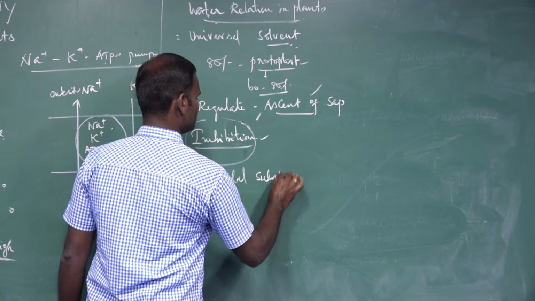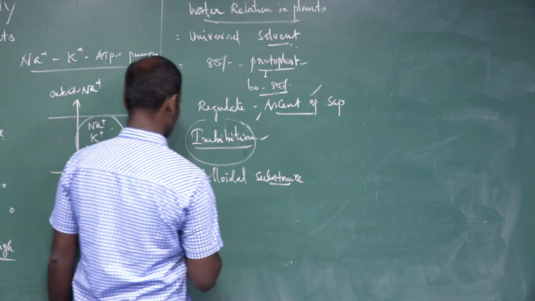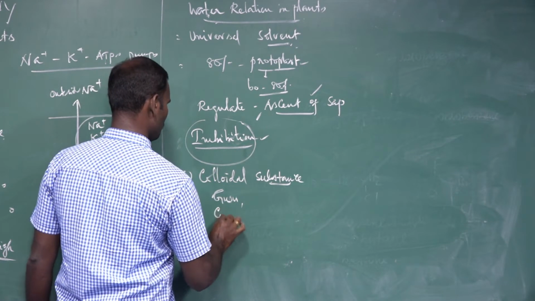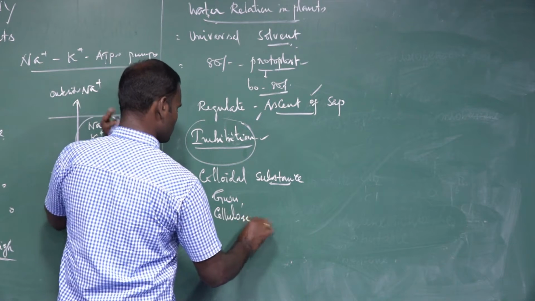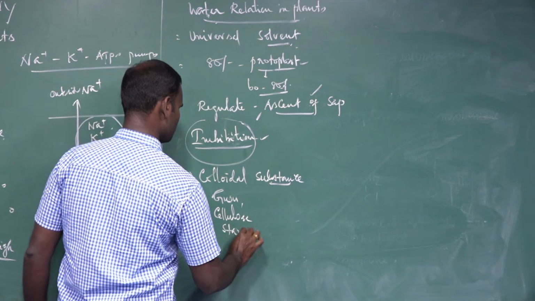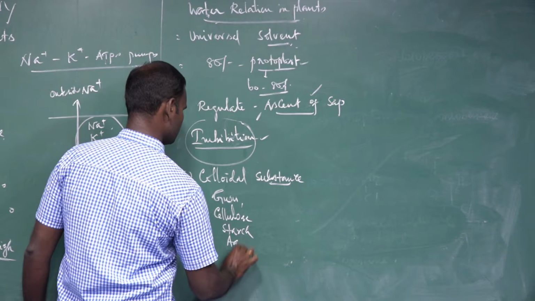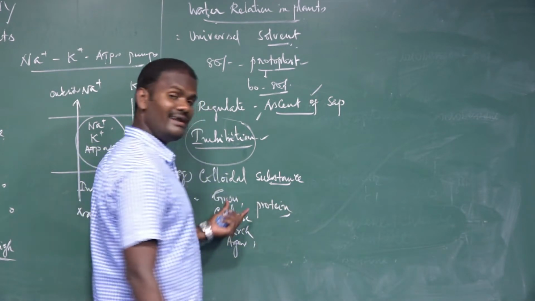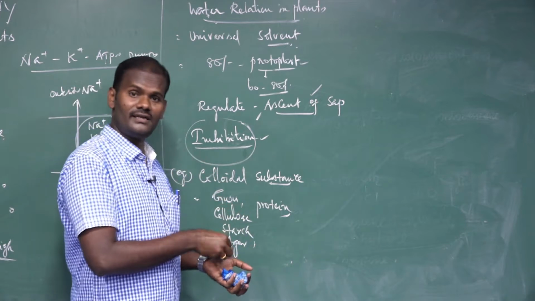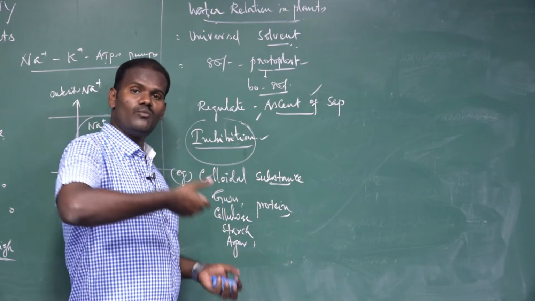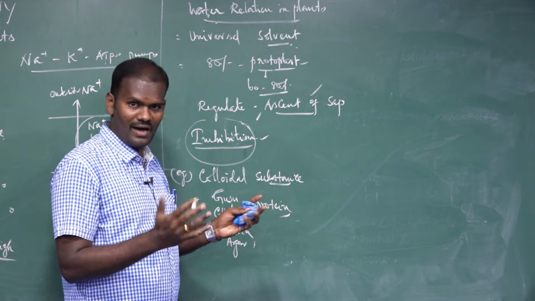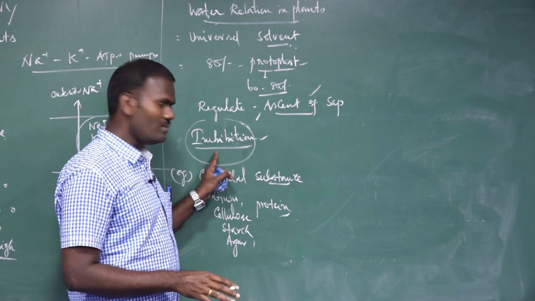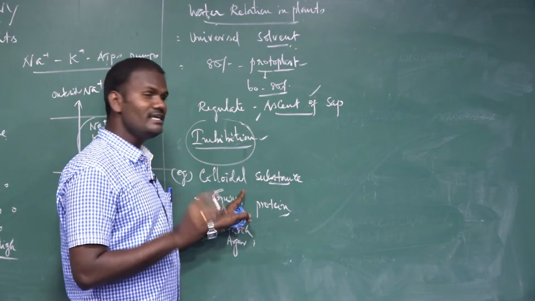Colloidal substances, for example gum, cellulose, starch, agar, proteins. So these are the colloidal substances. When they are placed in water, they absorb a huge amount of water molecules and become imbibed or swollen, but these substances do not dissolve in the water. By the process called imbibition, these substances are called imbibants.